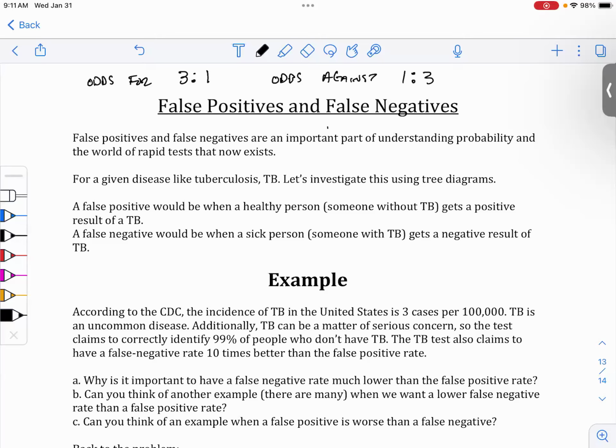Given a disease like tuberculosis, TB, I want to investigate this with a tree diagram discussing false positives and false negatives. So a false positive, and this is in any case, all right, is when a healthy person gets a positive result. So in this case, someone without TB gets a result of TB. A false negative is when a sick person gets a negative result. So in our TB case, when someone with TB gets a result that they do not have TB.